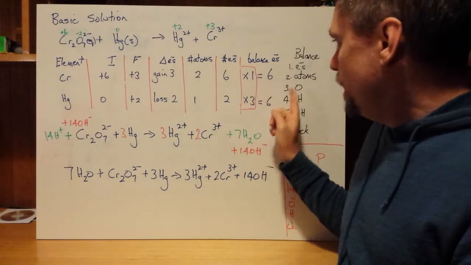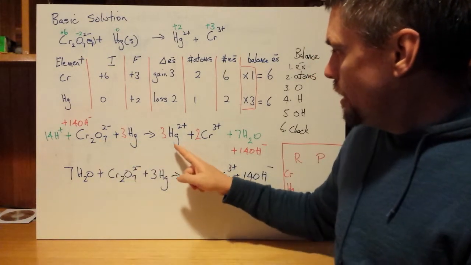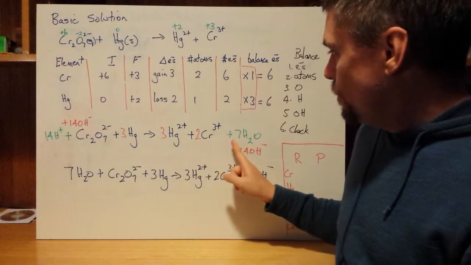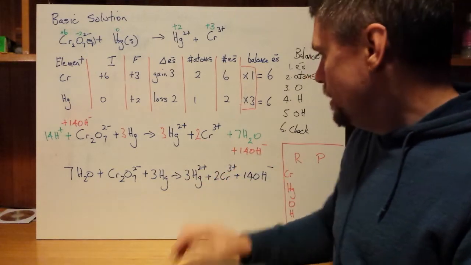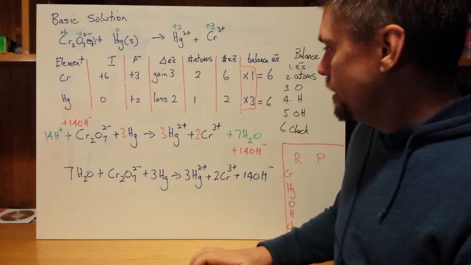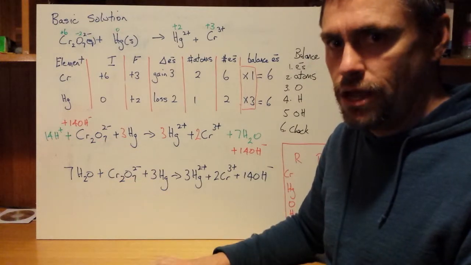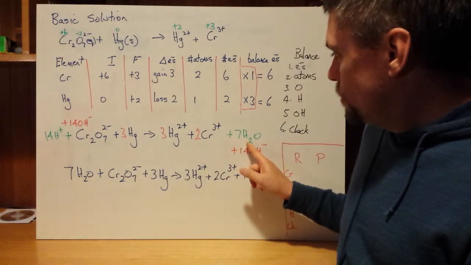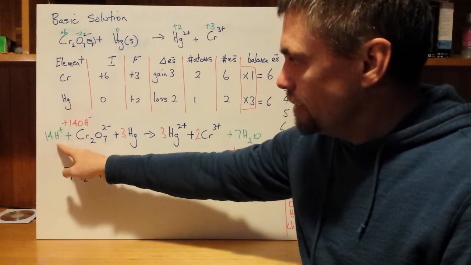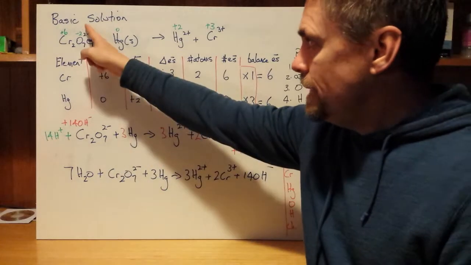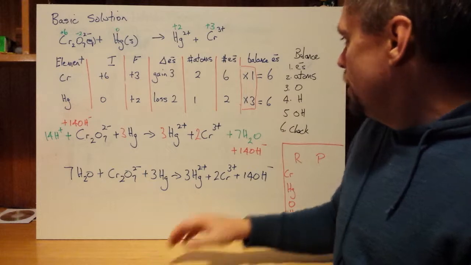The next step is to balance for our oxygen. On the left hand side we have 7 oxygen and we have no oxygen on the right hand side, so we need to add 7 oxygen on the right hand side in the form of water. So we add 7 molecules of water on the right hand side. This leaves us with a deficiency on the left hand side of hydrogen ions. So we've got 7 times 2 is 14, so we need to add 14 hydrogen ions on the left hand side. But remember, this is a basic solution, so we now need to balance for the hydroxide ions.